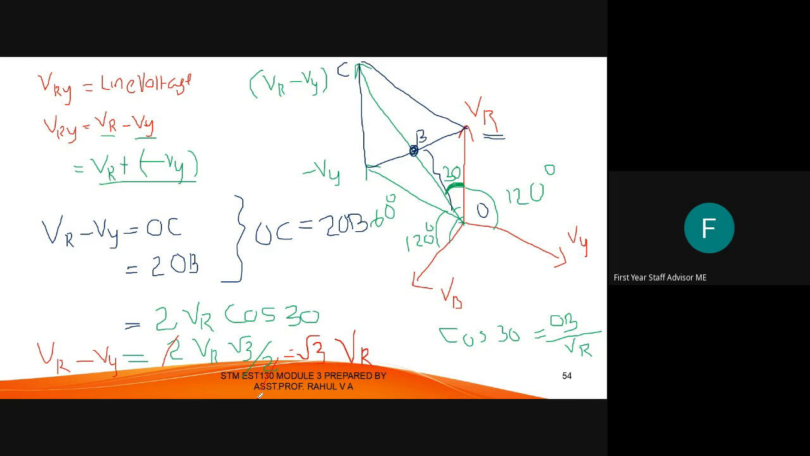VR minus VY is equal to root 3 VR, and VR is the phase voltage. So I can say that line voltage is equal to root 3 phase voltage. Conclusion: line voltage is equal to root 3 phase voltage. This is an easy derivation. If you have the diagram, you will be able to do it.